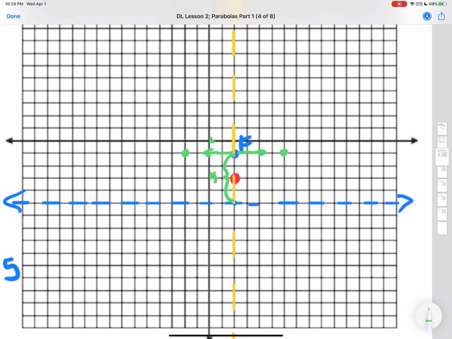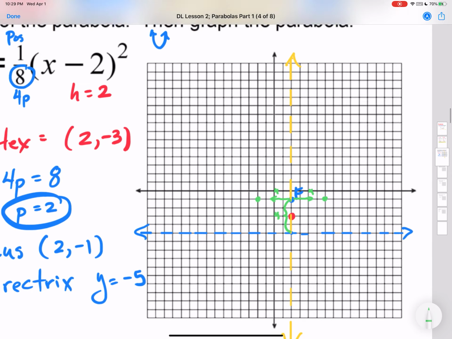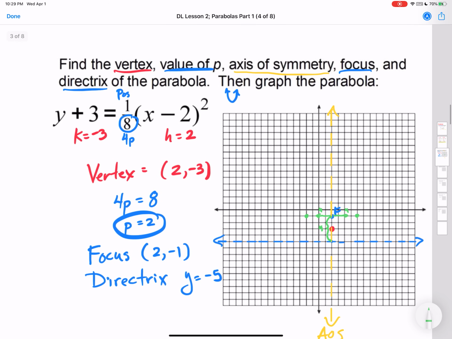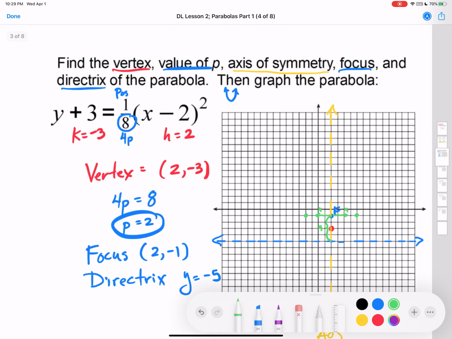So I'm going to go 4 to the left and 4 to the right, and that's going to give me 2 other points on our graph. So now that I have this, I could go ahead and kind of sketch out my parabola here. But we can also find additional points. And this is another little trick here.